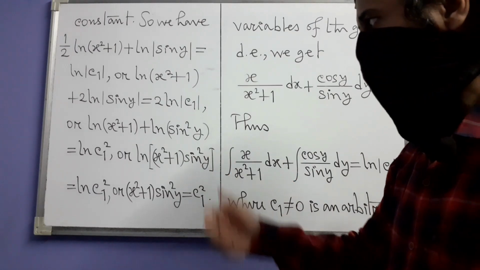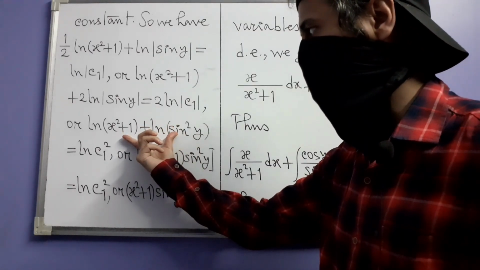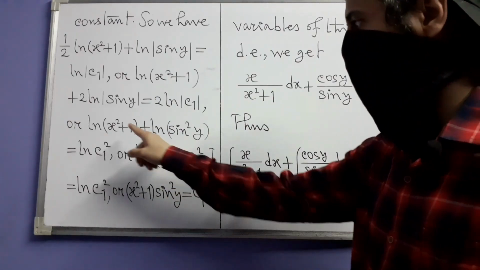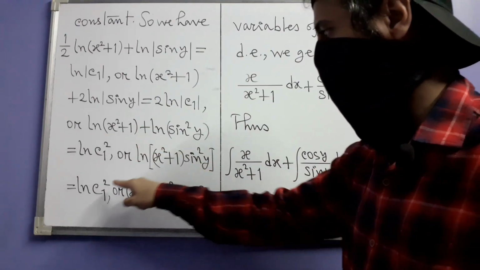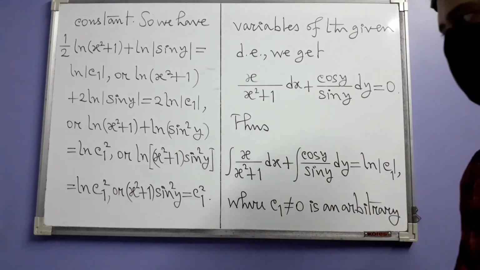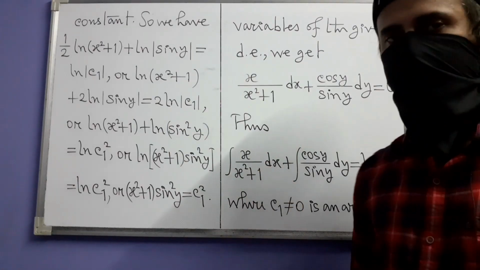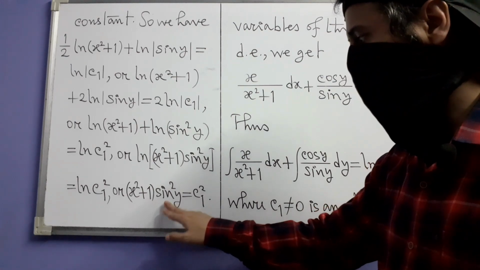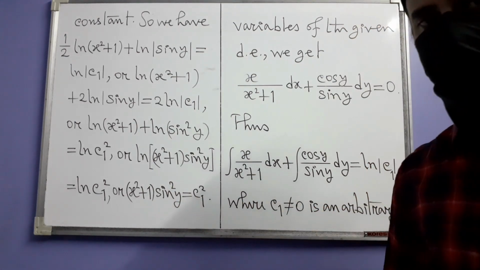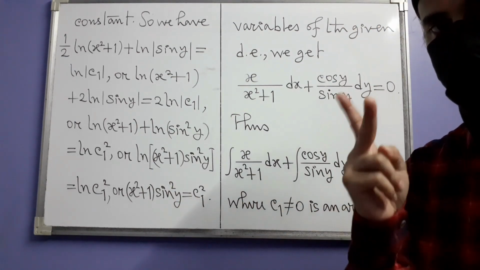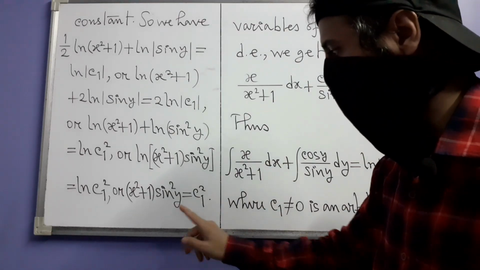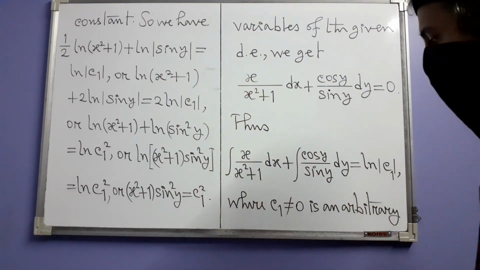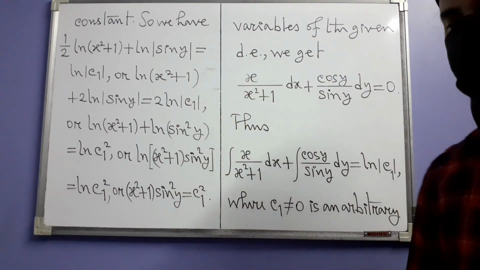And then further properties of logarithm, the sum of these two logarithms equals the logarithm of the product, (x square plus 1) times sin square y, and on this side ln of C1 square. And then when you lift log from both sides, this is what you get, (x square plus 1) times sin square y equals C1 square with what condition? Two conditions. The first is that sin y is not equal to 0, which is there with us in this part, and also C1 is not equal to 0.